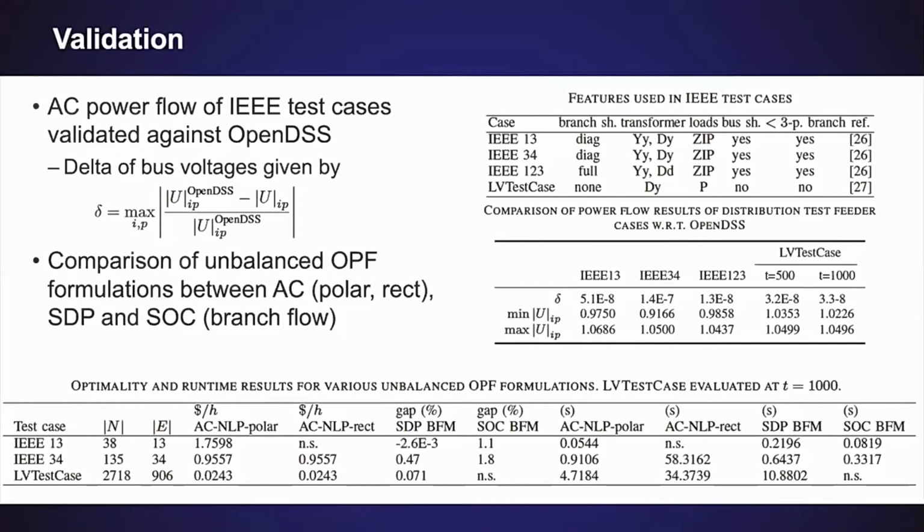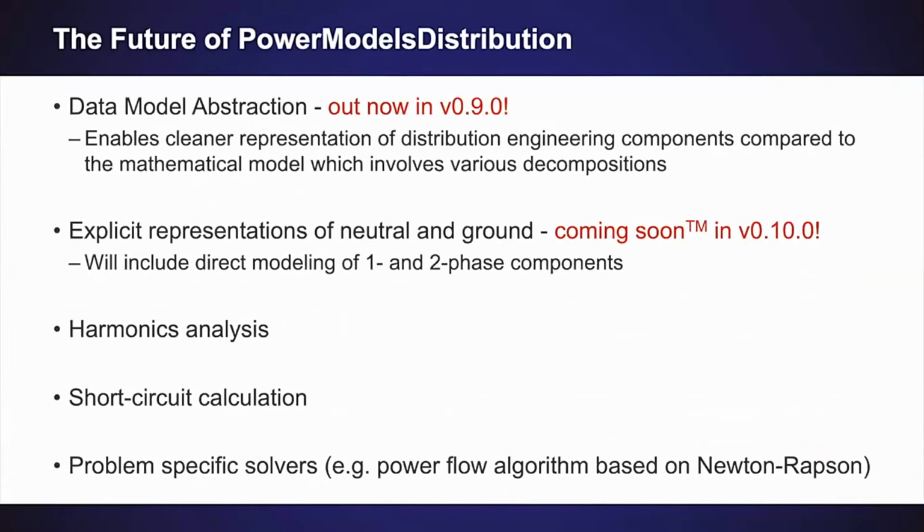We also performed some comparisons of several of the formulations on a selection of the IEEE cases, demonstrating the performance of the different formulations in context. So here we show a comparison between AC polar and AC rectangular. You can see the objective results are the same across those two formulations. We also compare SDP and SOC formulations, and you can see the time performance and the gap percentages of each of those for the different test cases. And refer back to the paper for a more detailed discussion.